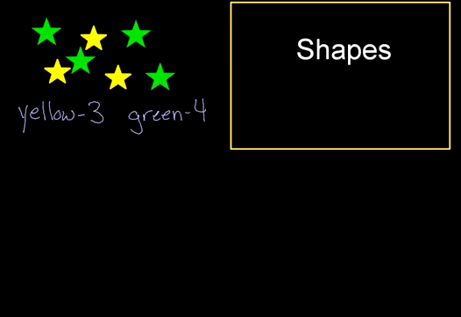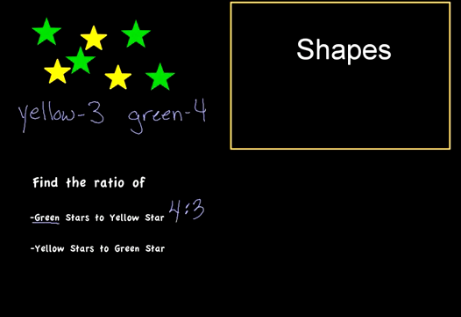So let's see what the question asks. Find the ratio of green stars to yellow stars. Okay, green stars comes first, so that'll be my first number, and it would be 4 to 3. Good. Okay, so let's look at the next question. Find the ratio of yellow stars to green stars. All right, well in this one, yellow stars comes first. So my first number would be 3, and then 4. Good. All right, so let's look at our next example.